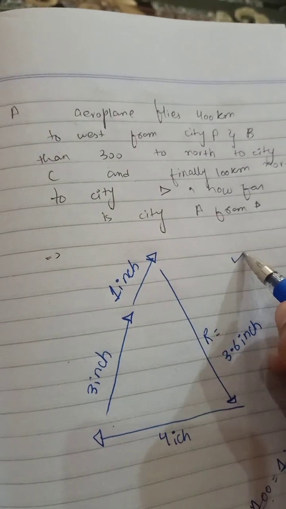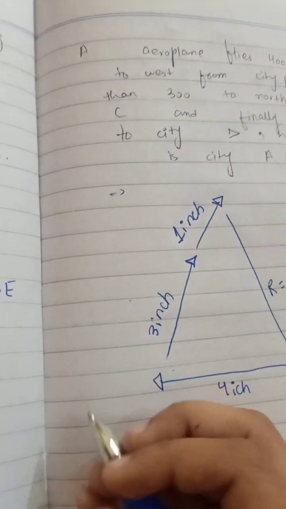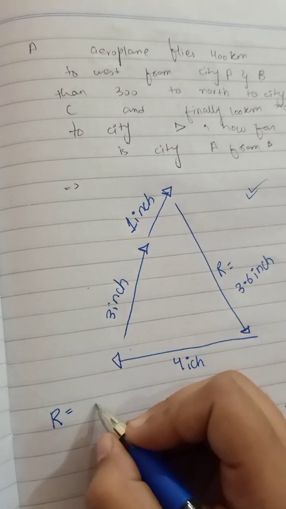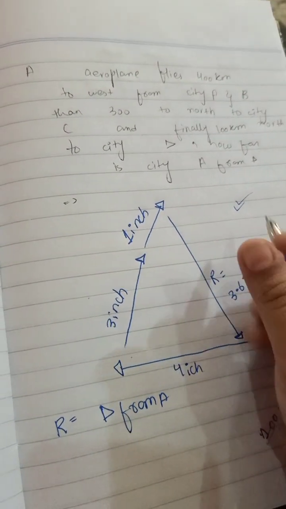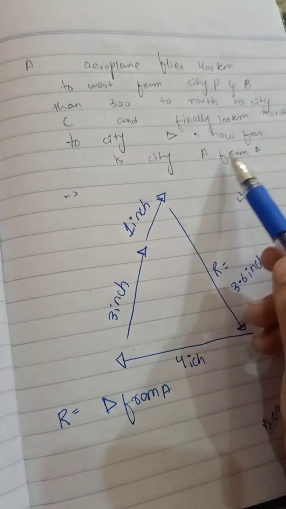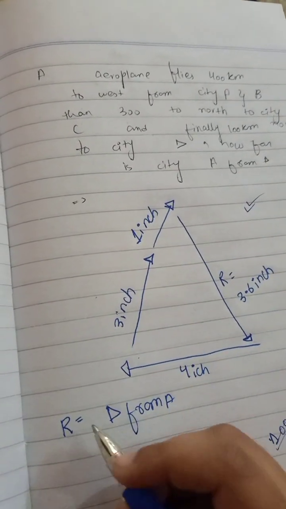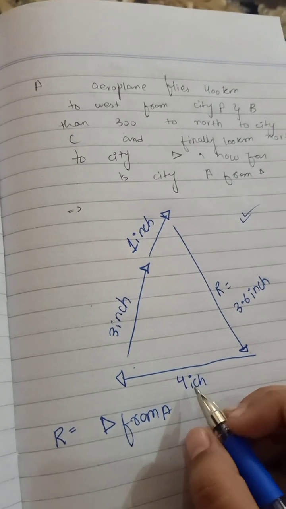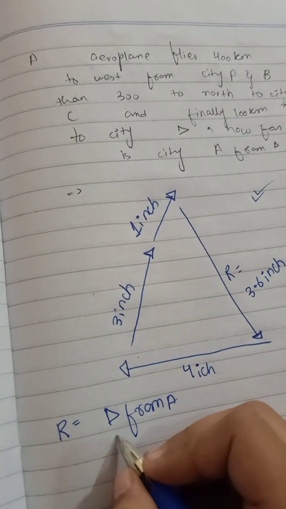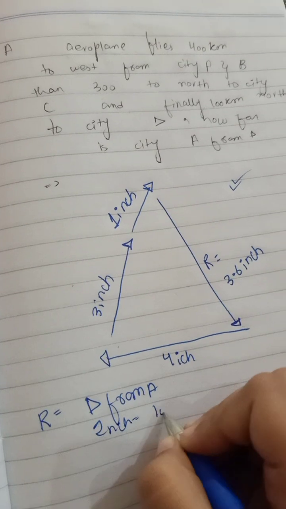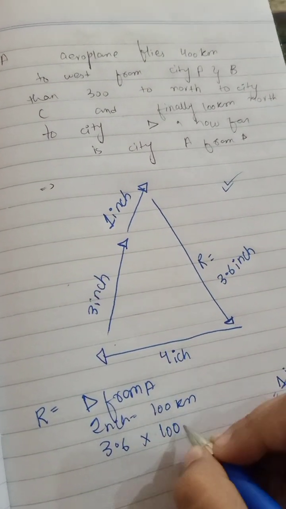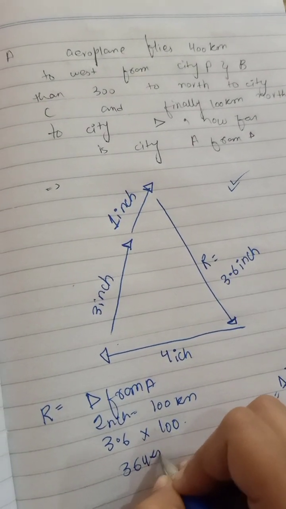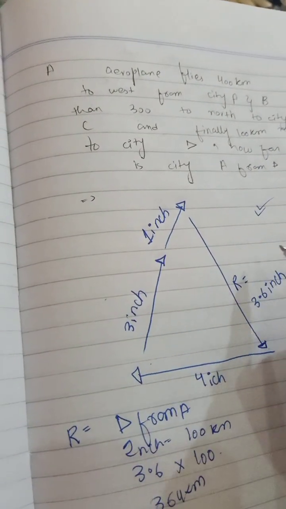Okay, so this was the second problem, and the resultant is from A to D. We have to find how far city D is from A. So this is far 3.6 inches, and you can see that 1 inch we consider as 100 kilometers. So here it is 3.6 inches, multiplied by 100, that will be 360 kilometers. Okay, so that was the second problem.